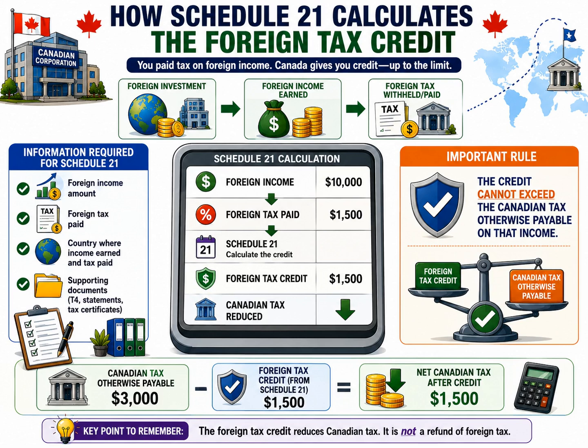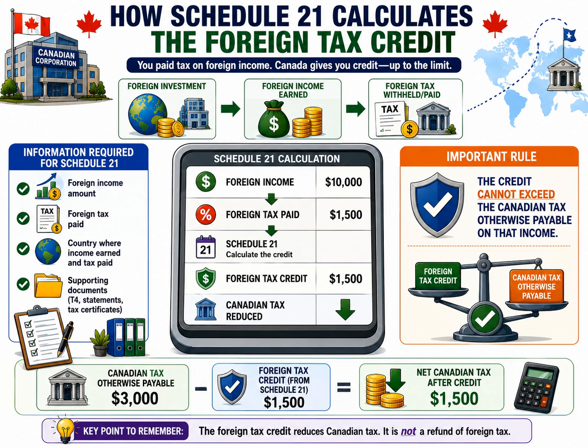However, there is an important limitation. The foreign tax credit cannot exceed the amount of Canadian federal tax that would otherwise be payable on that same foreign income. This prevents the credit from creating a negative tax balance or generating a refund beyond the Canadian tax attributable to that income. The panel on the left shows the information needed to complete Schedule 21. The corporation must know the amount of foreign income earned, the foreign tax paid, the country where the income was earned, and maintain supporting documents such as tax slips, withholding tax statements, or foreign tax certificates.